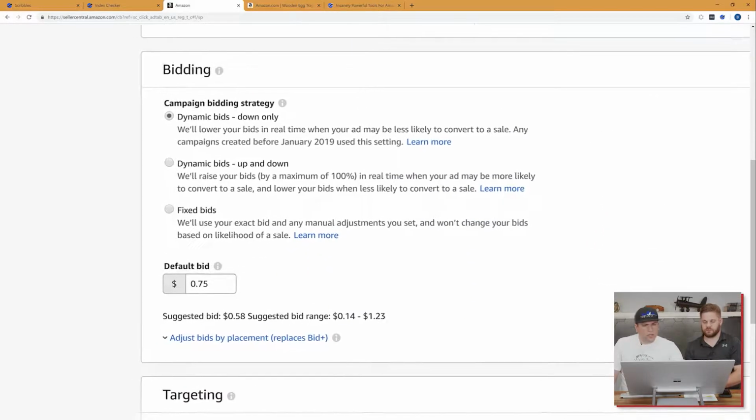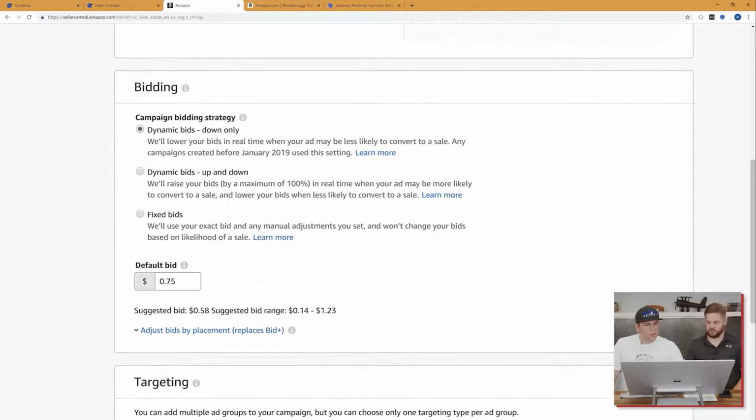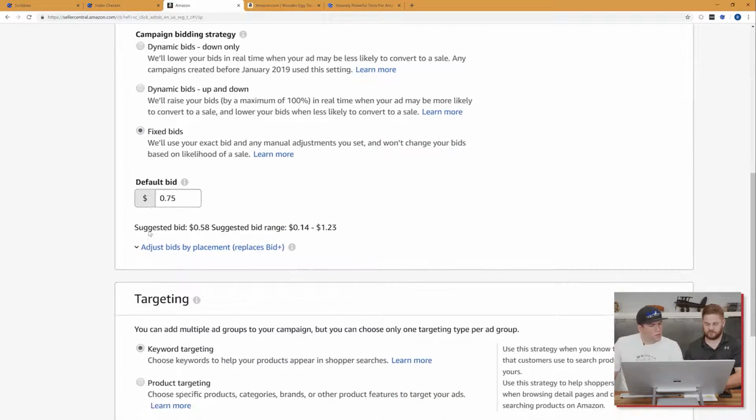Now it looks like the next section here is bidding, campaign bidding strategy. So bidding strategies are very in-depth. We'll talk a lot more about the options in our later episodes, but for right now, we want everything very stationary. We don't want things changing. We want all of the parameters set and locked in so that we're getting an apples to apples comparison across different keywords, across a different amount of time, different number of days. So we're going to do the simplest, which is fixed bids.